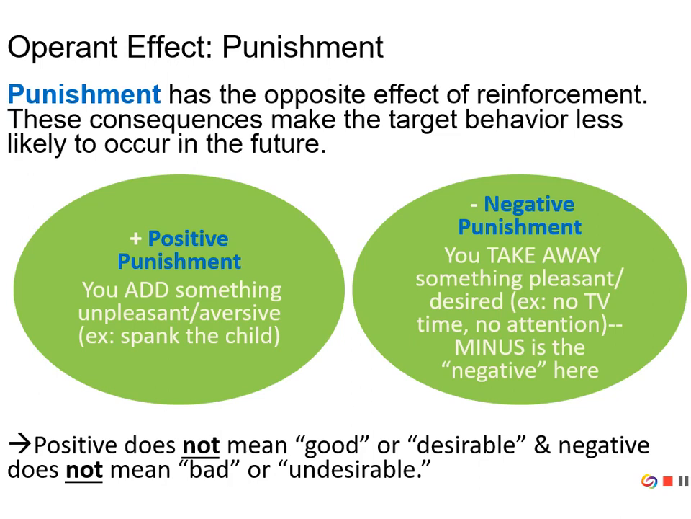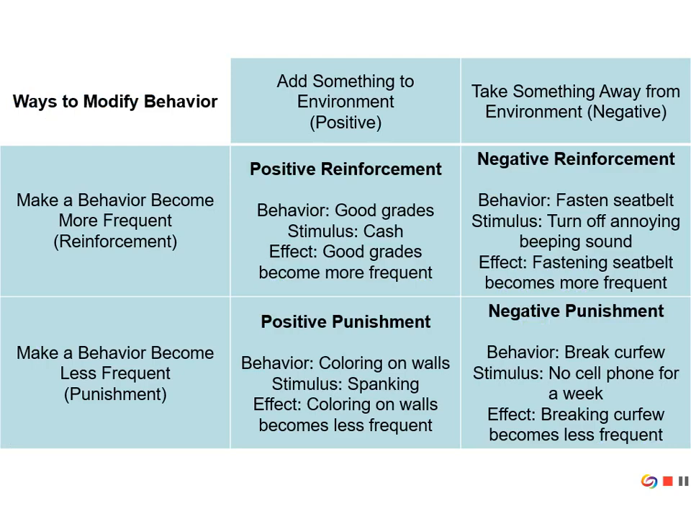Oh, yeah. All right. So, you get the idea: positive means to add, negative means to take away, reinforcement is good stuff, punishment is bad stuff, right? Things you like, things you don't like. Very cool. So, you could also lay it out in a way like this, and in fact, look at this, ways to modify behavior. If you would like to make a behavior more frequent, okay, it is a good thing you would like to increase, you could add something positive to the environment or take away something bad from the environment. So these two techniques will make a behavior more frequent. Make sense? If you want to make a behavior less frequent, right?